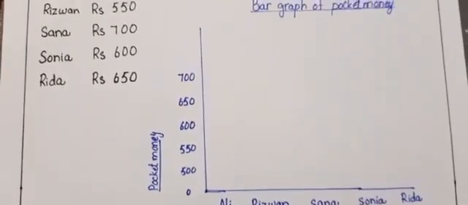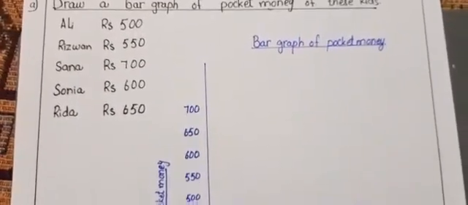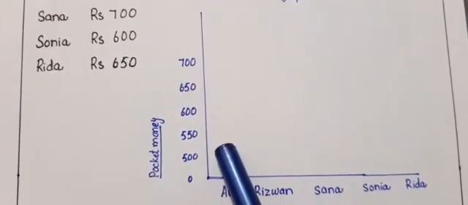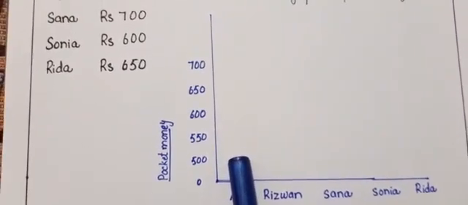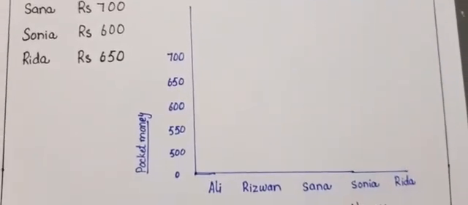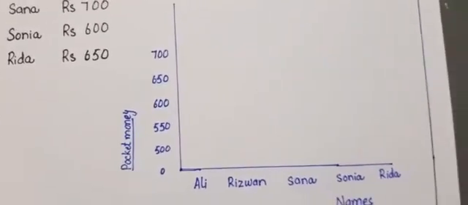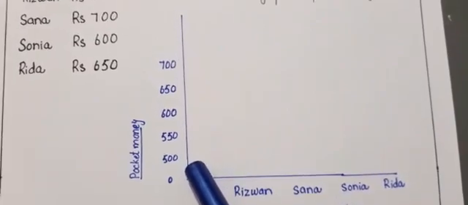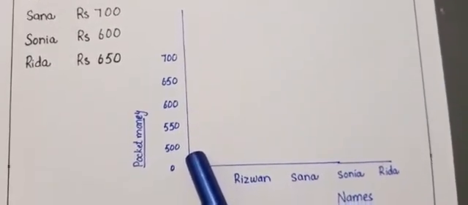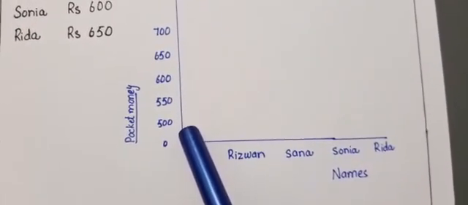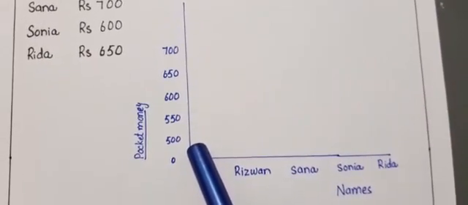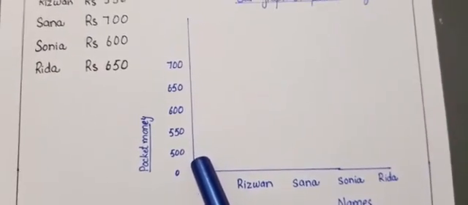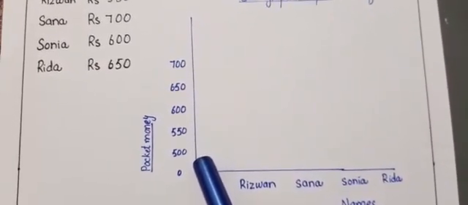But I have not drawn the bars. You have to check. If Ali's pocket money is 500, then you have to draw the bar height up to 500. You have to check and draw it by yourself because it is your activity. I have told you where to write the money and where to write the names. So you have to draw the bars by yourself, and if you like you can color those bars.